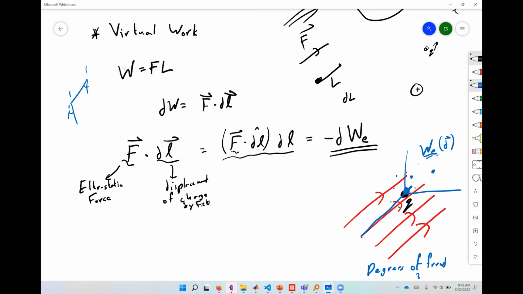The change of energy is the force. What is the change of energy in this case? What is the directional derivative in this case? If you have a 3-dimensional problem, it's the gradient, right? So we can say that dWE equals, let me see, gradient WE.